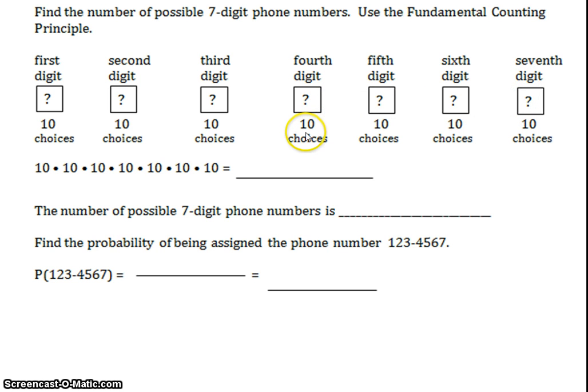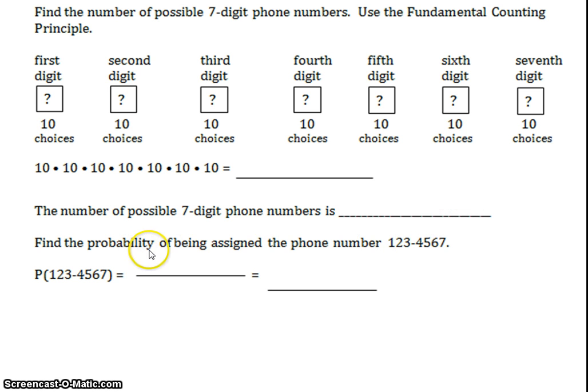So to calculate the total number of phone numbers, we would take 10 times 10 times 10. We're going to do that 7 times. Please calculate that answer and write it here. The number of possible 7-digit phone numbers is, you just calculated that number up here. Please repeat that over here.